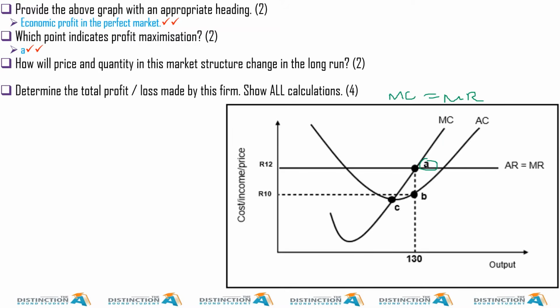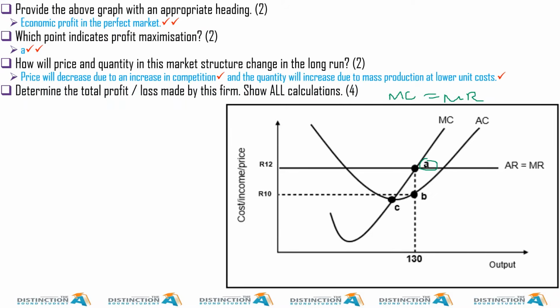How will price and quantity in this market structure change in the long run? It's the same question from the previous slide. Do you see what they do in the exam? There are questions that they repeat. They can slightly change, but the answer is the same. The price will decrease due to increase in competition, and because this increase in competition is happening because firms enter, and they enter because there's that freedom of entry, and the quantity will increase due to mass production, and so on.